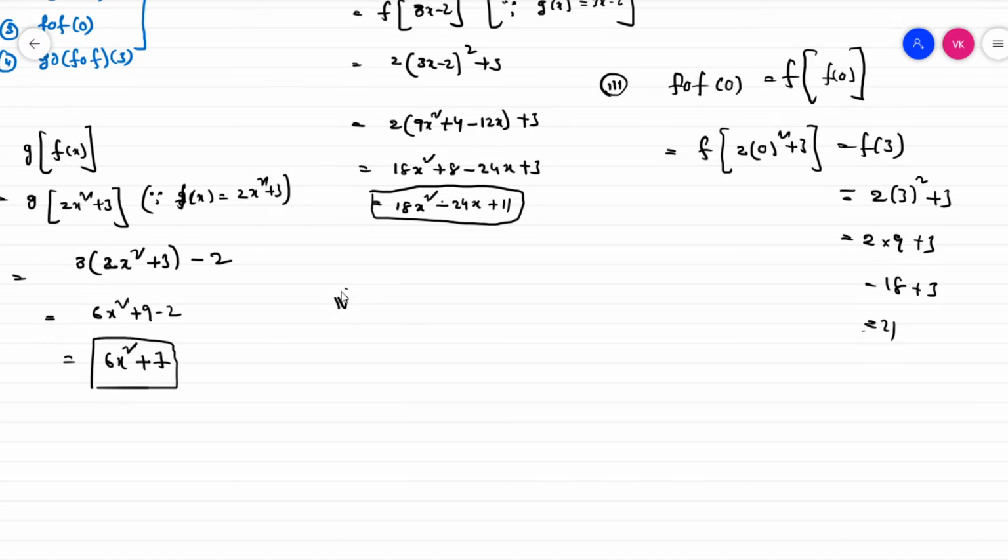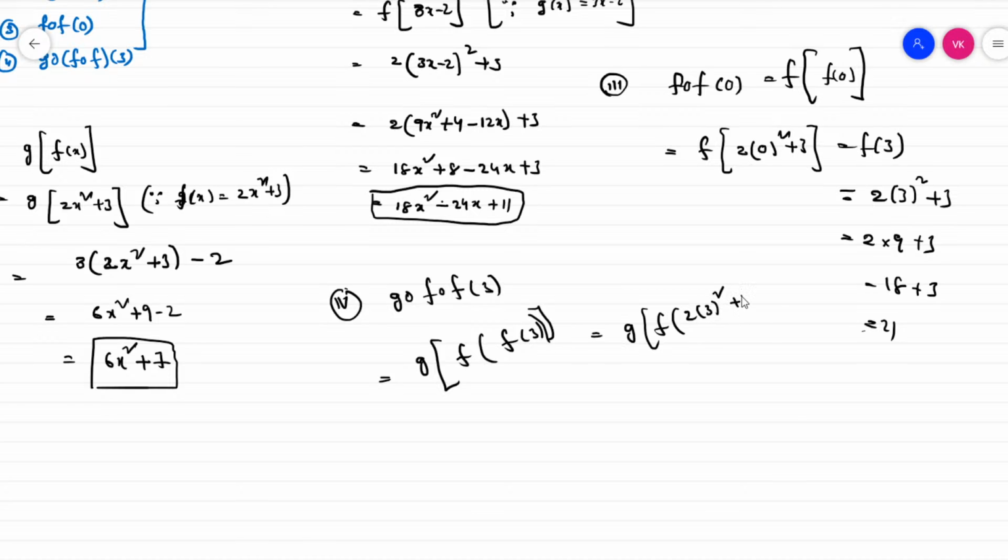So now let's go for the fourth one. G circle F of 3, we have to find. G circle F circle F, we can write as G of F of 3. Okay, let's go for that. We can write G of F of 3 as 2 into 3 square plus 3. Now simplify: 18 plus 3 gives 21.